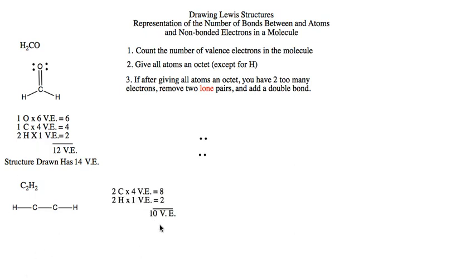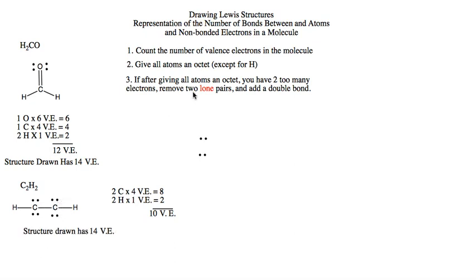valence electrons in the final structure that we draw, 8 from the 2 carbons, 2 from the 2 hydrogens, and when we go and do the second step, which is to give all atoms an octet, remembering that hydrogen doesn't get an octet, each hydrogen only has 2 electrons, we get a structure like this, which has a total of 2, 4, 6, 8, 10, 12, 14 electrons.